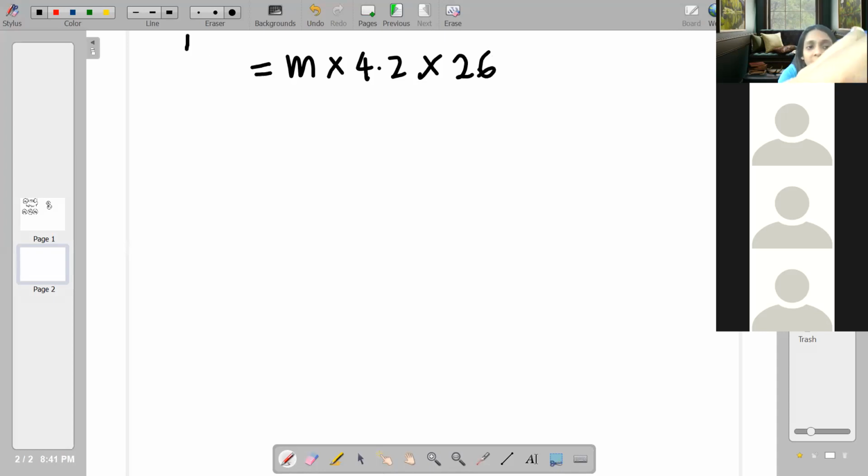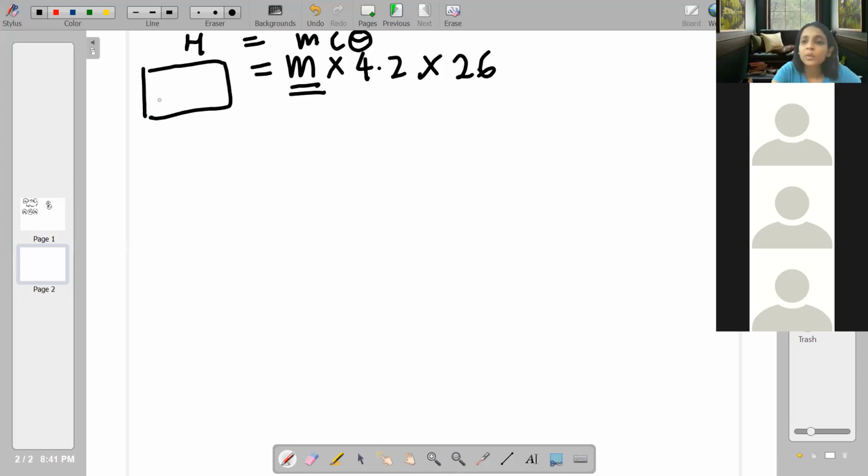So the formula is actually H or even Q, doesn't matter. H is equals to mcθ. The question wants me to find m. I cannot have two unknowns here. That means they would have given me H. Look at the question. What is the H given to you?